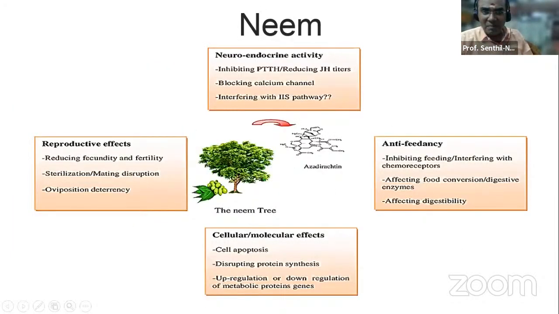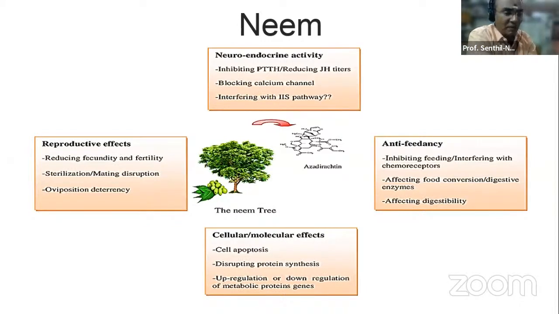So here are some modes of action of neem, including reproductive effects, neuroendocrine activity, anti-feeding activity, and cellular and molecular effects, including inhibiting prothoracic hormone and juvenile hormone, known as PTTH and JH, and blocking the calcium channel. I said before that blocking the sodium potassium pump causes immediate paralysis or knockdown, and interfering with the IAS pathway. And what are the reproductive effects? We have shown that fecundity is reduced, even the viability of eggs laid afterwards is decreasing, and the number of eggs laid by the animal after treating with neem tends to decrease.